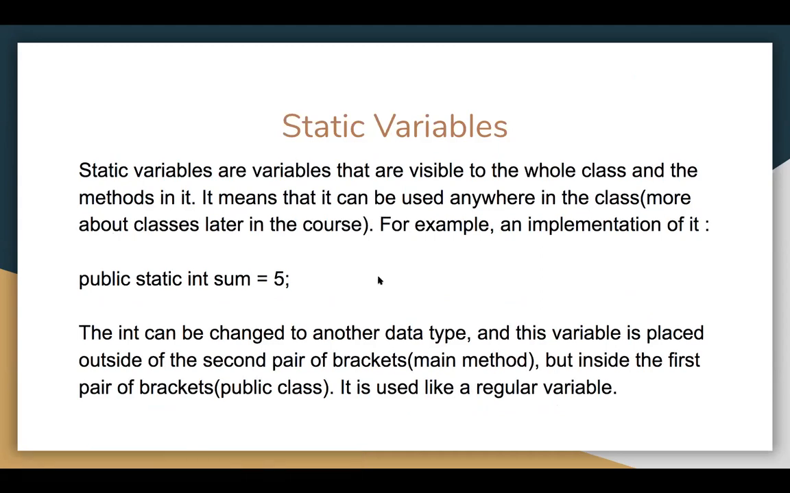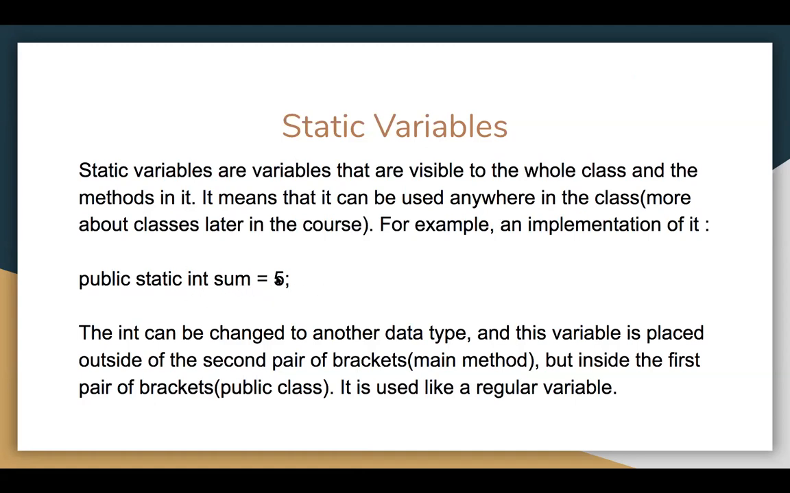Static variables. Static variables are variables that are visible to the whole class and the methods in it. Again, there's more about classes later on in the course. It means that it can be used anywhere in the class. So, for example, an implementation of it: public static int sum equals 5. This static and this public have to be here, but this int you can change to whatever data type you want, so it doesn't have to be int. And this is the name of the variable.